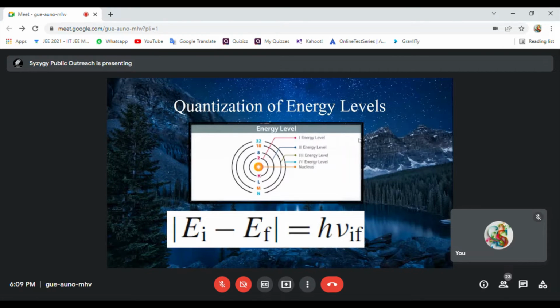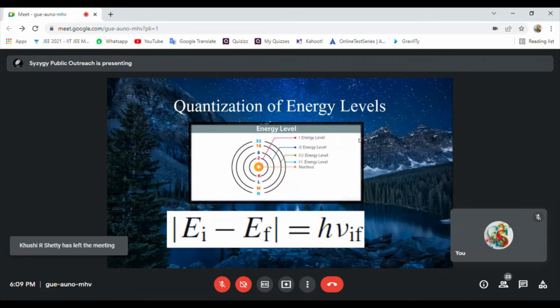Okay, so electrons in the outer reaches of an atom generally tend to have greater energy, but according to quantum mechanical theories, an electron can't have any arbitrary value of energy. An electron can have only specific values of energy.